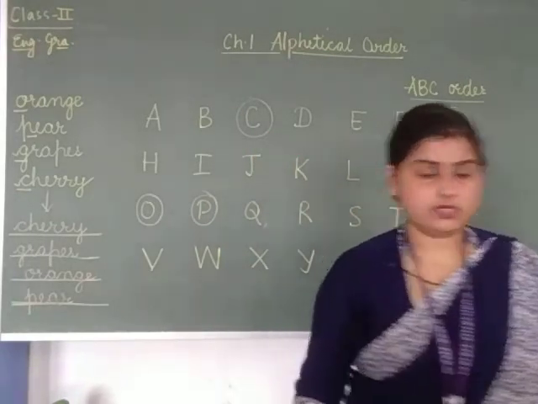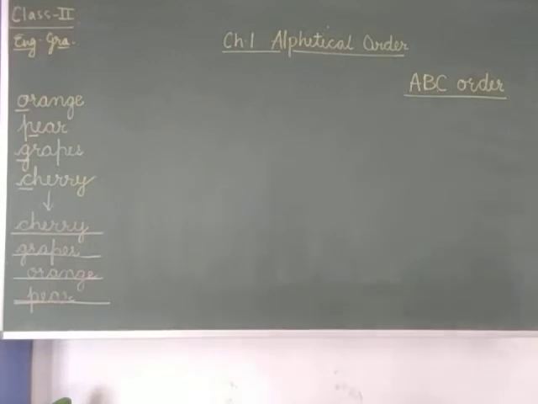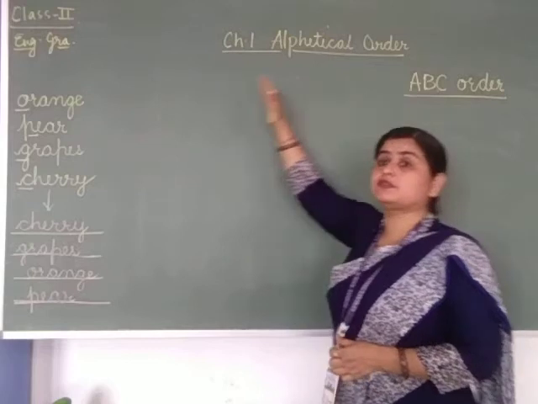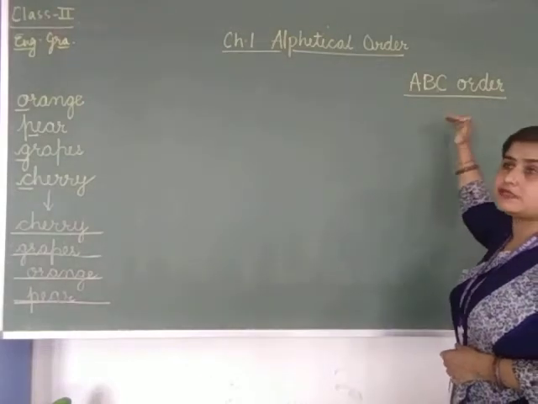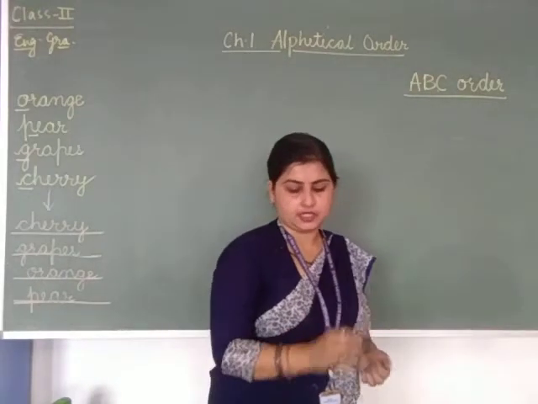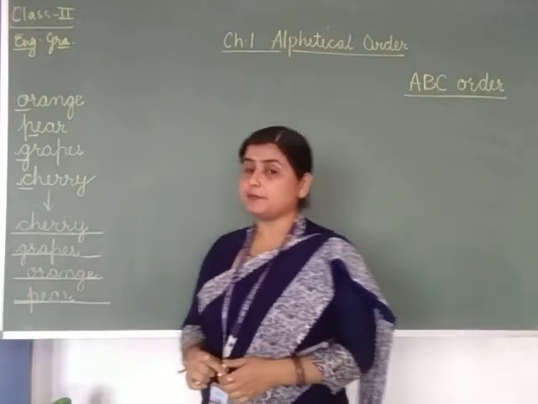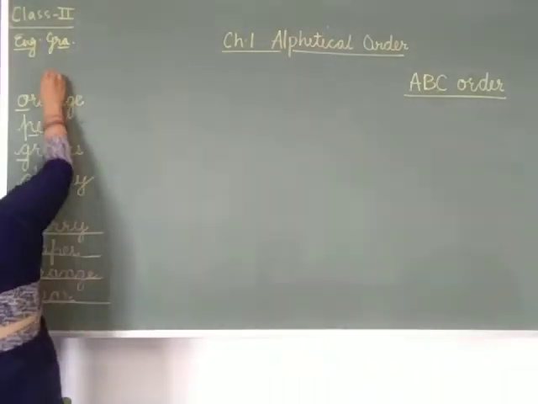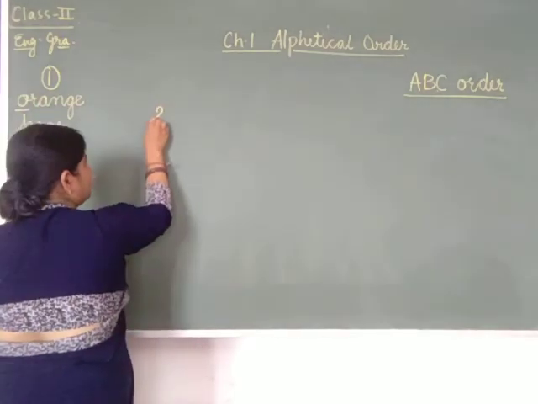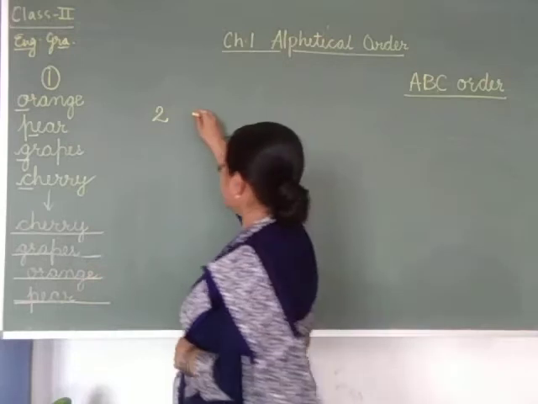Okay, now let's do that. So class 2, where were we? We were in the explanation part of alphabetical order, and alphabetical order is also known as ABC order. Okay, now let me give you an example. As I have given example number 1 is this. Now I am going to write example number 2 as I am going to write the names of some flowers.